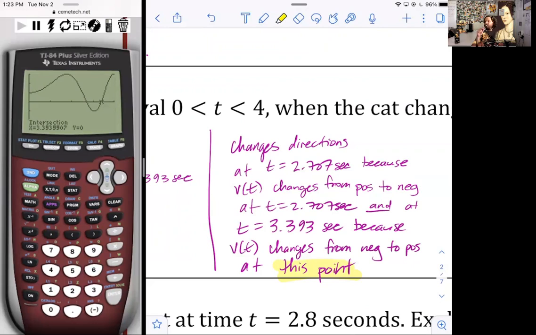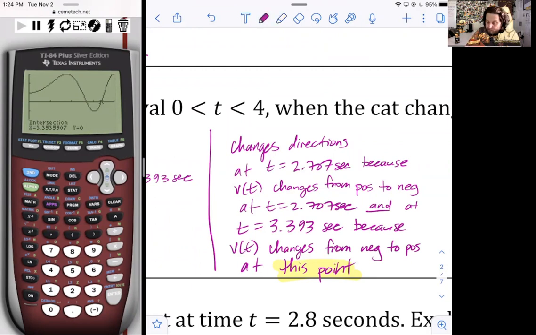I would avoid maybe grouping the times together first and then saying because v of t changes from positive to negative, then negative to positive respectively. That's kind of like making someone sync them up for you. Say the first time and then say why. Say the second time and then say why. And if you feel silly saying t equals 3.393 again, just say at this point. But I would recommend just saying the actual ordered pair twice.